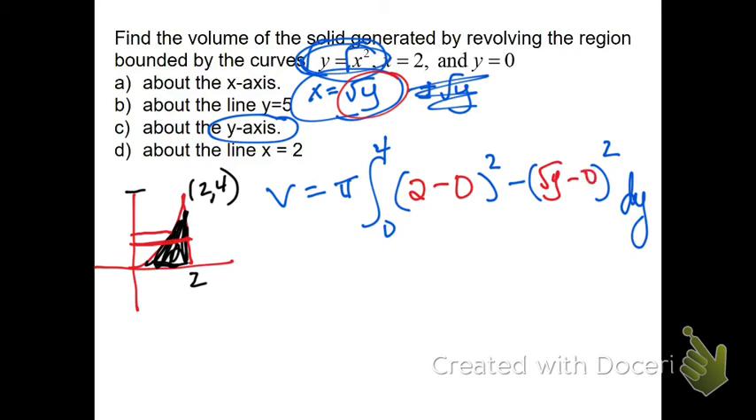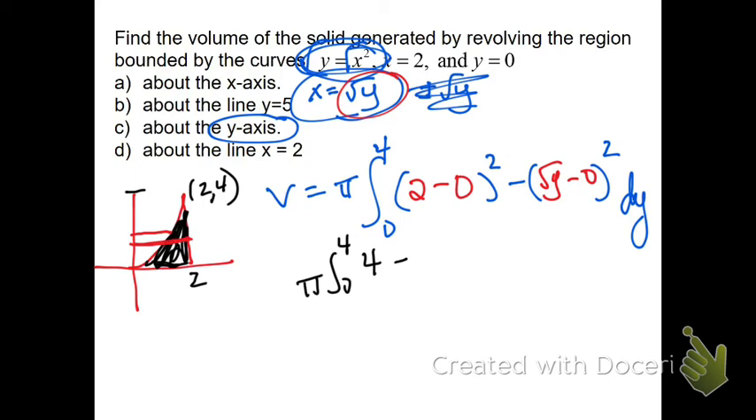Now, this would be an easy one to solve by hand, so you may want to do that real quick because it would not be hard. And if you were going to put it in your calculator, you just treat y like a regular old x and put it in your calculator the same way. So go ahead and do this one by hand.